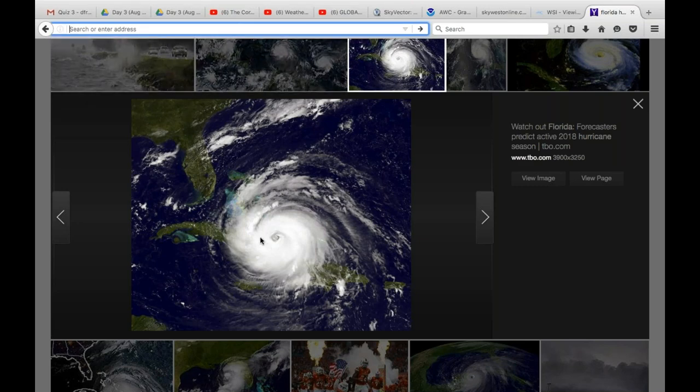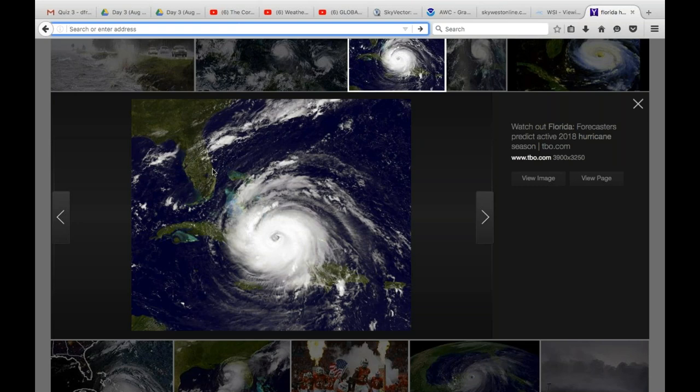This one will work, actually, for what I need. So let's pretend this one's Harvey. And so if you guys have noticed the track of hurricanes, they always start coming from this direction or from down here. And they end up coming up here. And it always seems like right around the time they hit Florida, they start to curve back to the right.